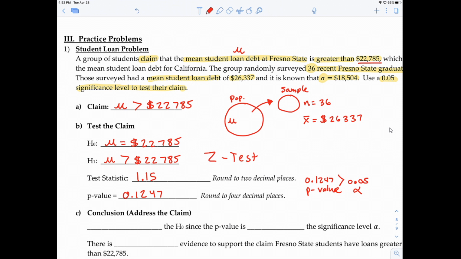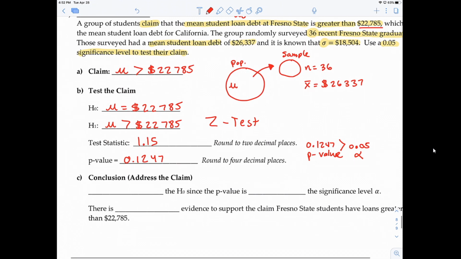The probability of this result is not low enough for us to say that this was significant or that it probably didn't happen by chance. So we could have gotten this value by luck, right? If you remember, when the p-value is low, we reject the null. When the p-value is not low, then we don't reject the null. So in this case, because it's not low, we're going to fail to reject the null. When the p-value is higher than the significance level, we fail to reject it.